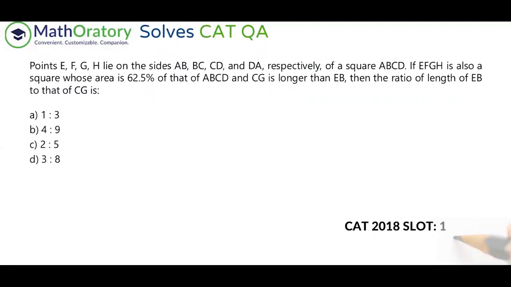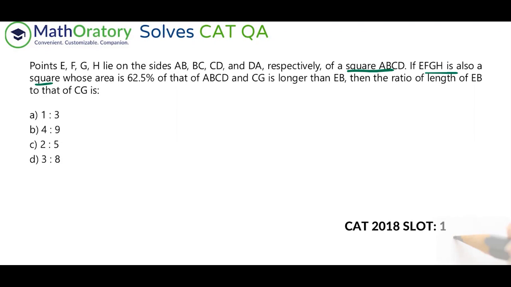Okay, we have a square ABCD on which there are 4 points taken, one on each side. So we'll come to those notations in a while. Now, this EFGH is also a square. So this EFGH is taken in such a way that that will make a square. So there should be a symmetry about it.